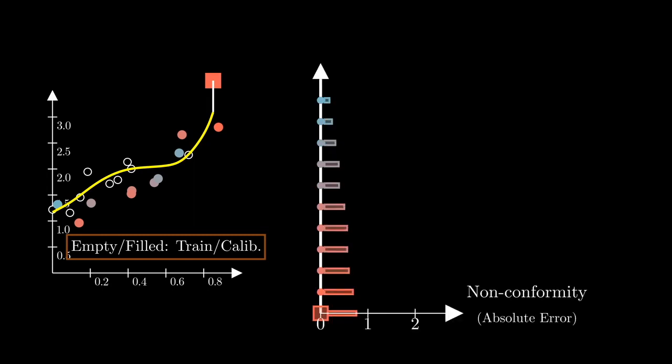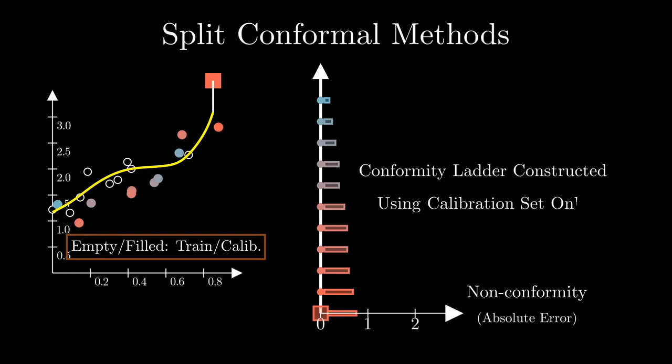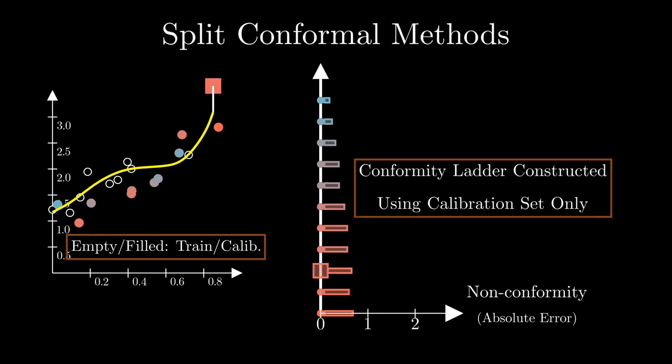This is exactly what split conformal methods do. They split the data into a training set and a calibration set. Use the training set to fit the model and only the calibration set to construct the conformity ladder. In other words, to compare the non-conformities.